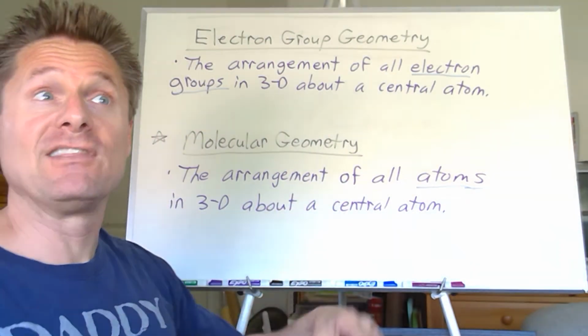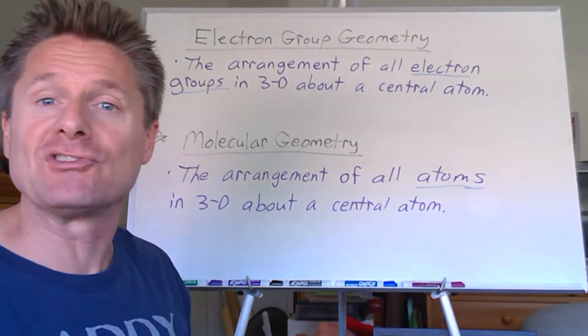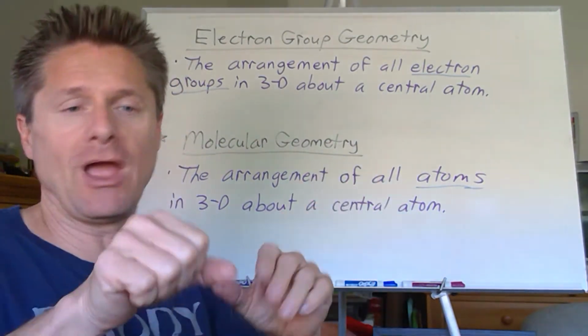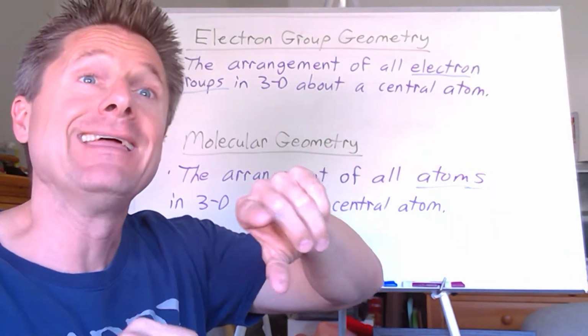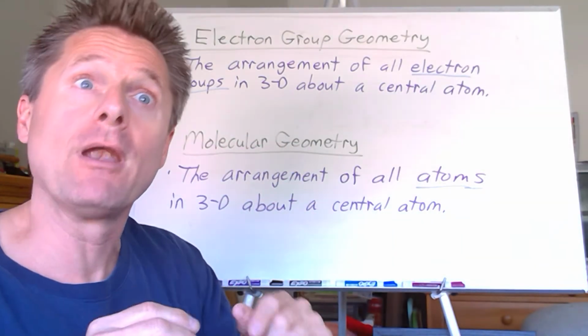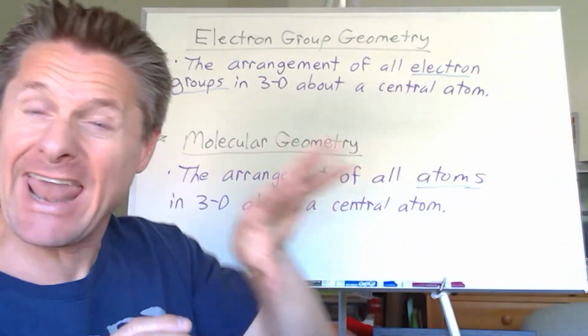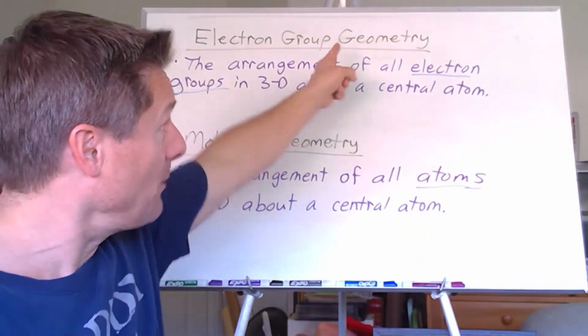Molecular geometry is the arrangement of atoms about a central atom. That's what we're really interested in. So in a molecular geometry, if something has a lone pair or a free radical electron, yes, it does influence where the electron groups are, but we don't see that. That's not an atom. So we're only looking at the resulting atoms around that.